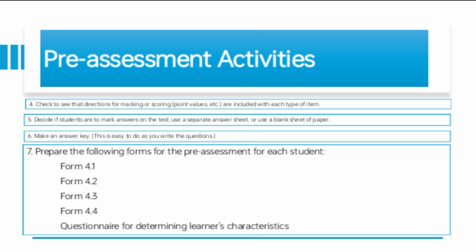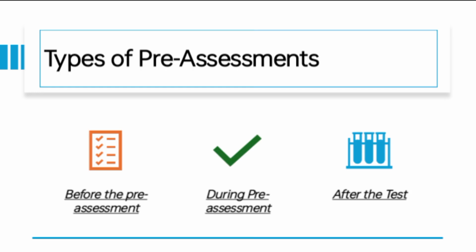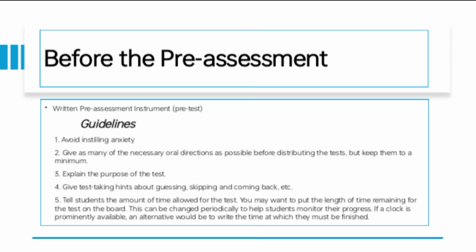Number 7. Prepare the following forms for the pre-assessment for each student, like Form 4.1, Form 4.2, Form 4.3, Form 4.4. Questionnaire for determining learners' characteristics. We come now to the type of pre-assessments: before the pre-assessment, during pre-assessment, and after the test. Before the pre-assessment.